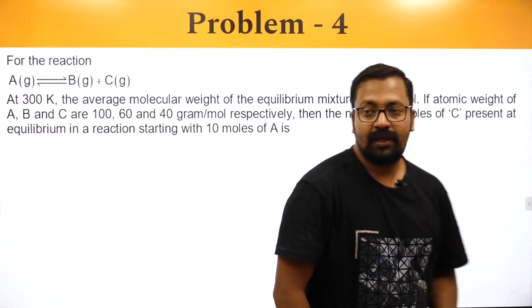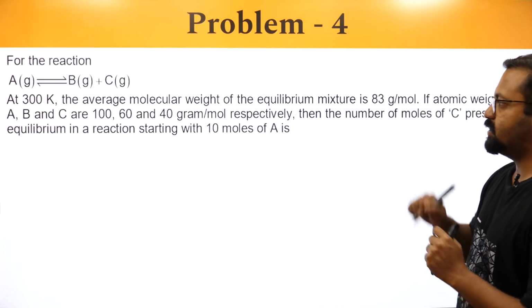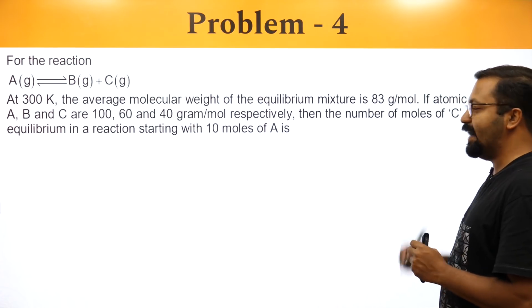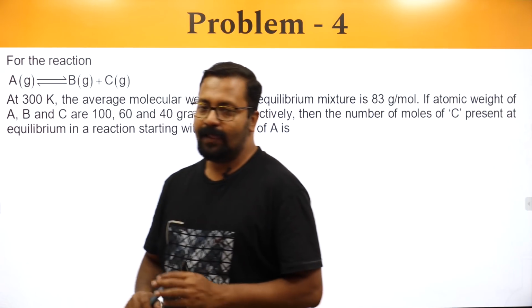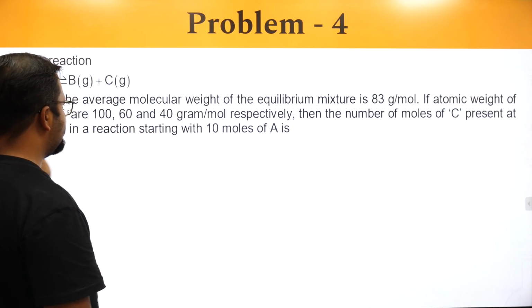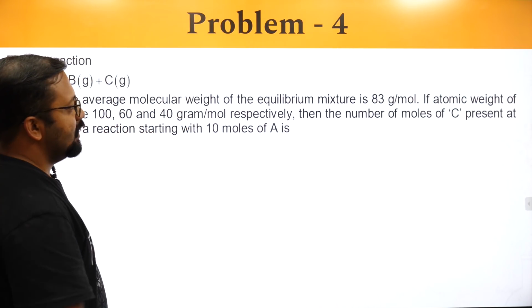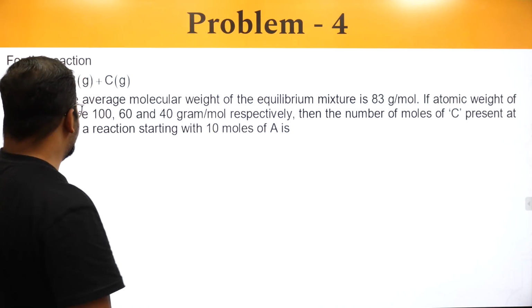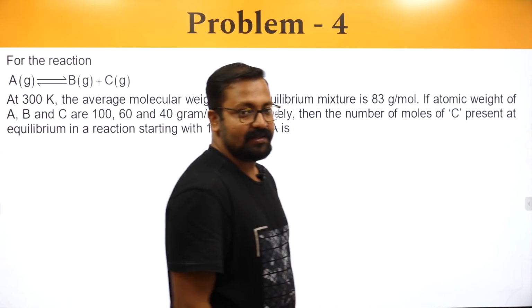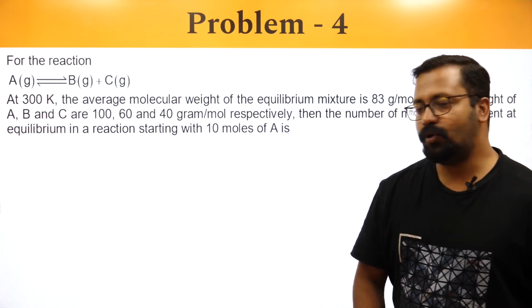Next question is this. It's a very simple question. For the reaction at 300 Kelvin, the average molecular weight of the equilibrium mixture is 83. Okay, average molecular weight is 83. If atomic weight of A, B, C are 160 and 40 grams, then the number of moles of C present at equilibrium in a reaction is, starting with 10 moles of A. Now, so much of data is given. So what we need to utilize?